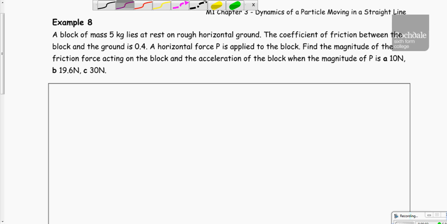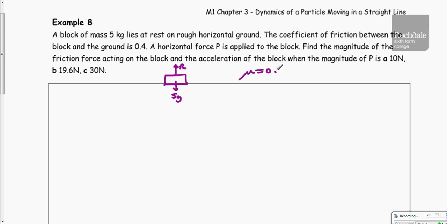M1 Dynamics example 8. In this example, we've got a block of mass 5 kilograms, which is at rest on rough horizontal ground. So if we label the forces, that's 5g for the weight, and we need a normal reaction on our diagram as well. The coefficient of friction is 0.4, that's mu.